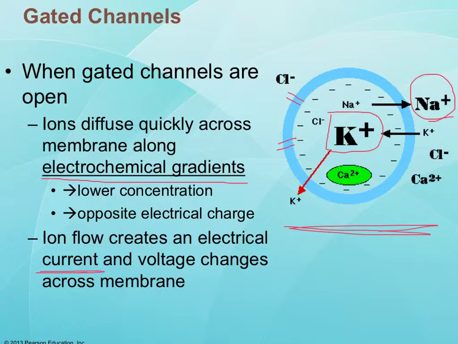Once the ions flow through the membrane, there's a current. A current will occur once those ions go in or out of the cell. And once the current changes, the potential of the cell membrane will change. The membrane potential changes, and that voltage change may open another series of channels again.